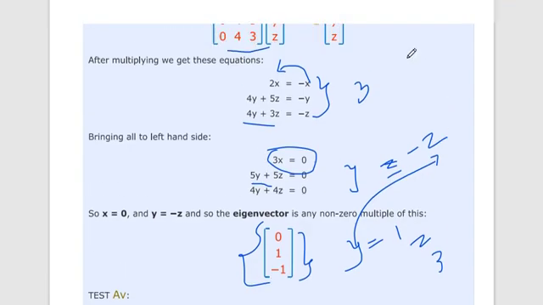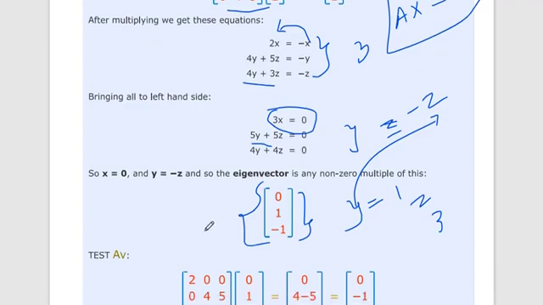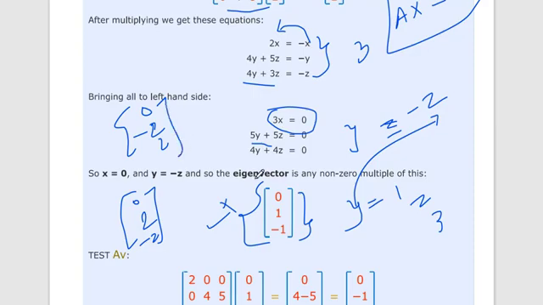Why? Because in the last lecture I told you that if Ax is equal to 0, then this system has an infinite number of solutions. So x is an infinite number of vectors for the one eigenvalue. So you can say 0 1 -1, or 0 2 -2, also 0 -2 2. The condition is x is equal to 0 and y is equal to minus z. Okay, so this is our first eigenvector.